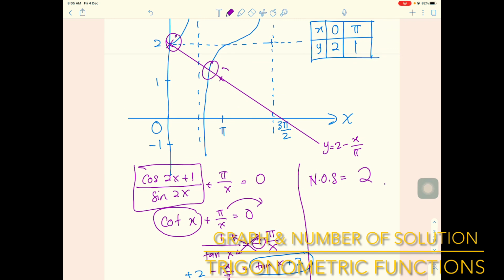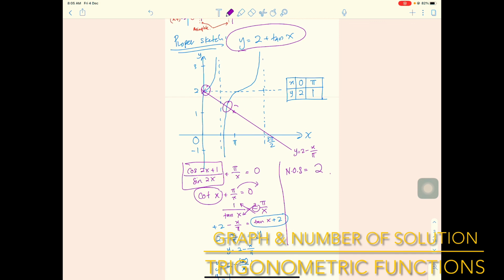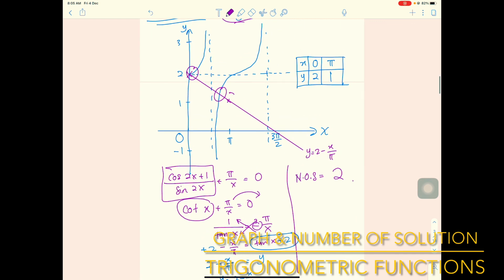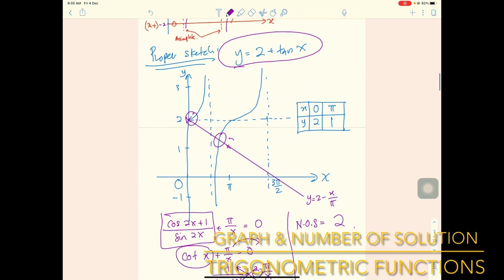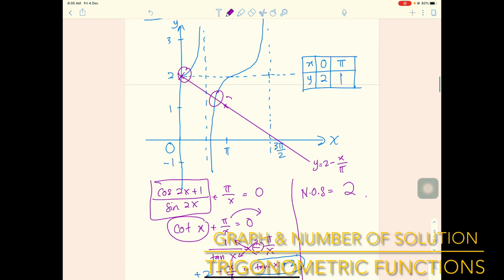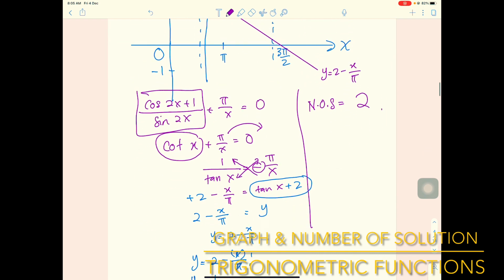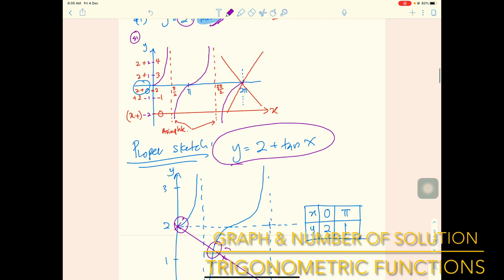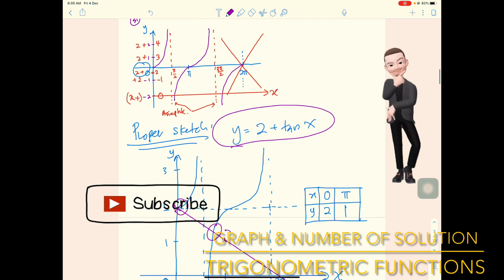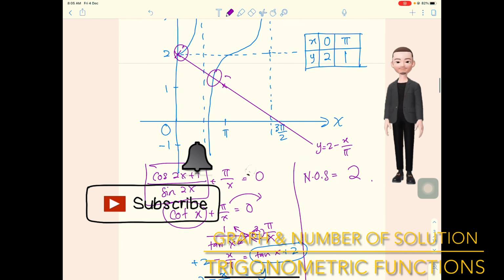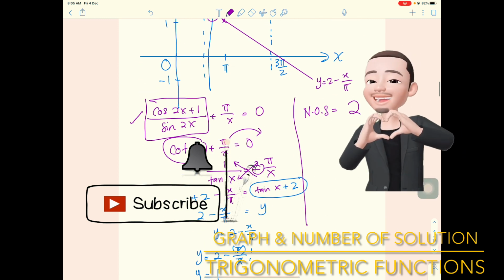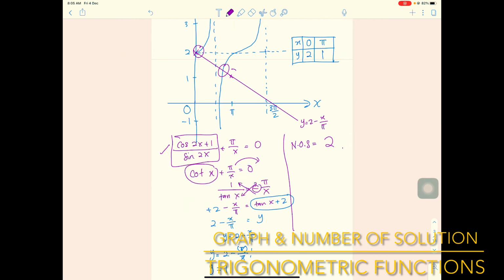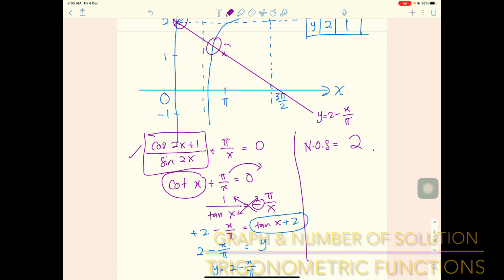Okay, 2 solutions. Alright, so this is how we determine the number of solutions between the trigonometric function and a given straight line. So I hope you can see clearly how to sketch the graph function of trigonometric functions, and then find the number of solutions by using this method and these steps. I hope you understand. Until now, thank you.